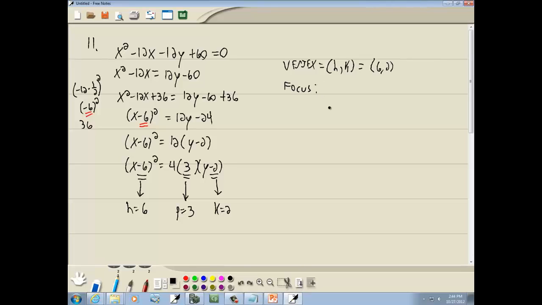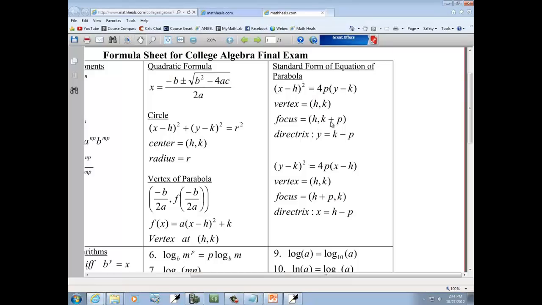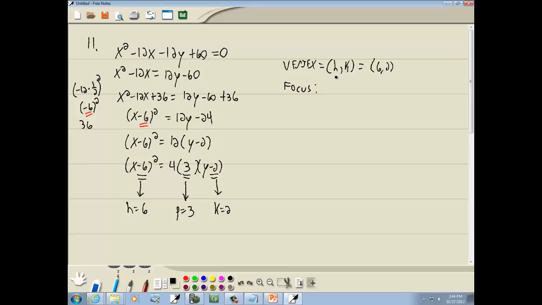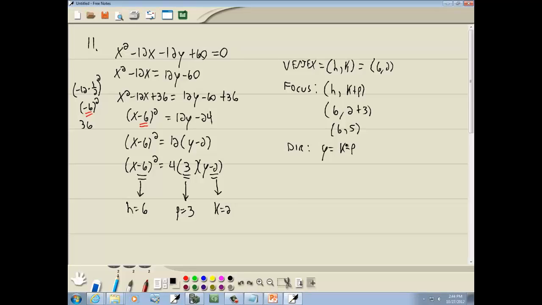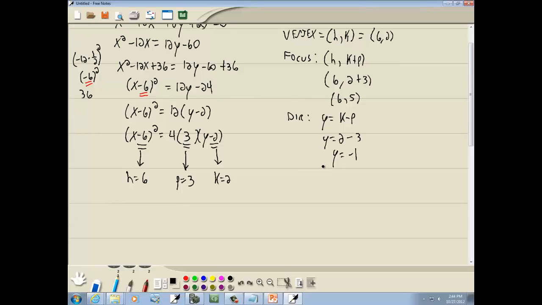Our focus. The square root is on the x, so if I come over here, square root is on the x is the top one. Focus is h, k plus p. H we said was 6, k is 2, plus p, which is 3. So we got 6, 5. And our directrix is y is equal to k minus p. K we said was 2 minus p, which is 3, and we got y is equal to negative 1. Assuming I didn't screw up that again.